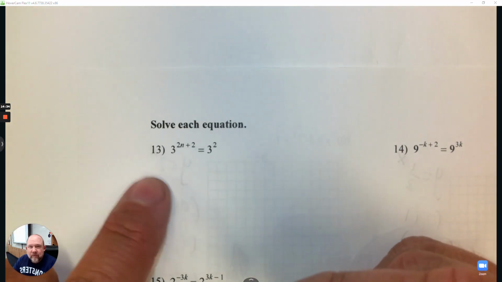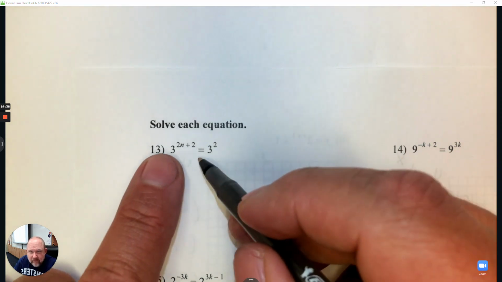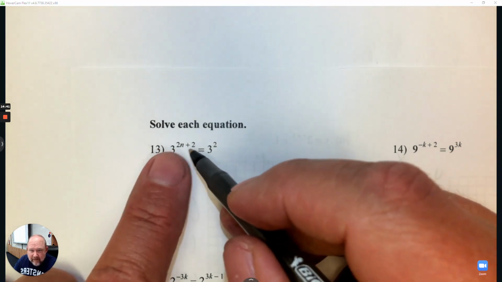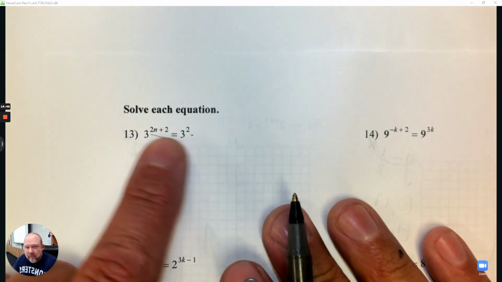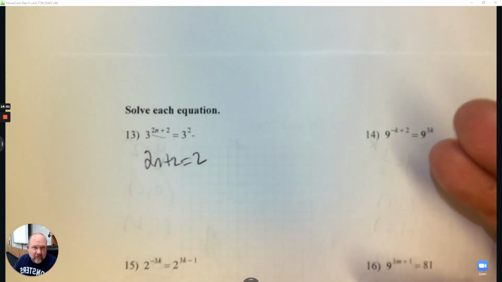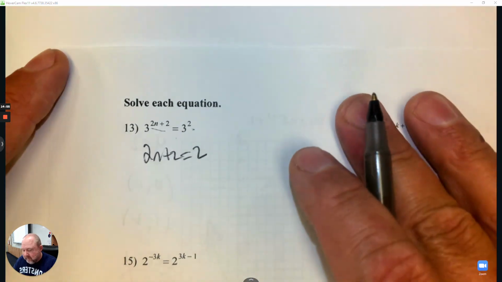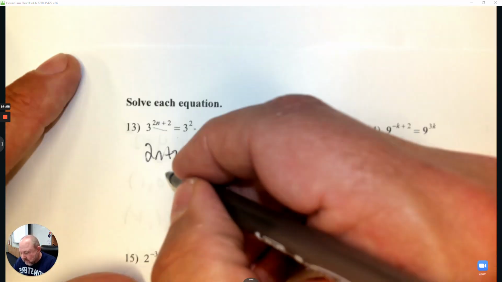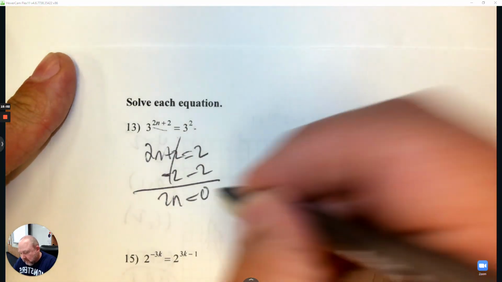On the next page, we're solving equations. To solve an exponential equation, the bases must match, and you make the exponents equal to each other. So number 13, both the bases match. So just take one exponent equal to the other exponent and then you're going to solve it. How we solve a basic equation is to do the inverse of what I see. So to undo adding 2, we subtract 2 from both sides. So 2 take away 2 is 0.